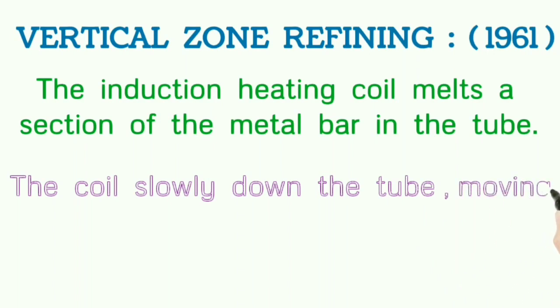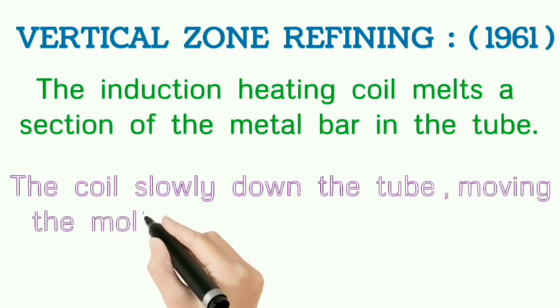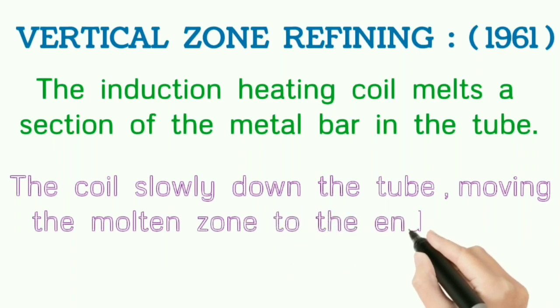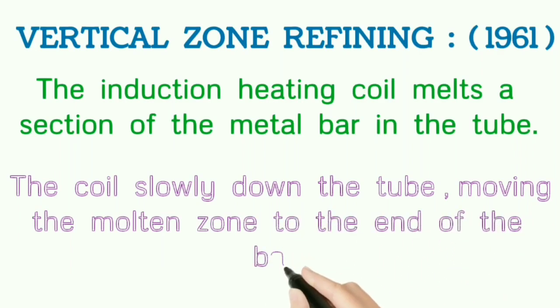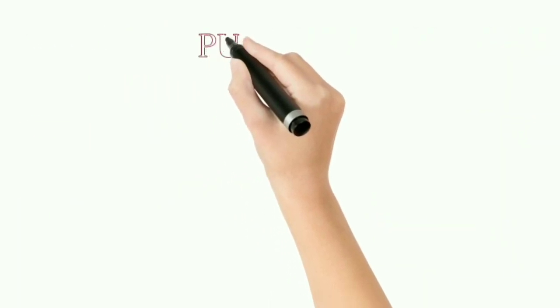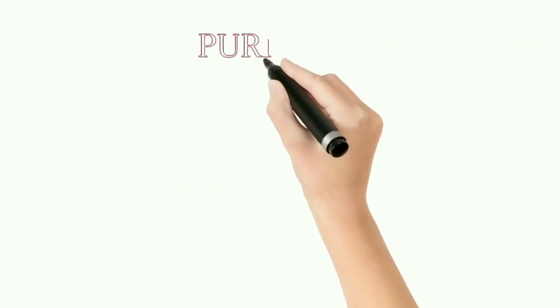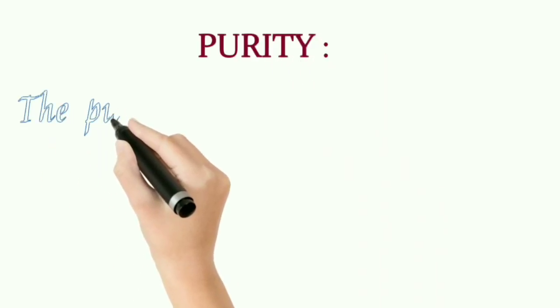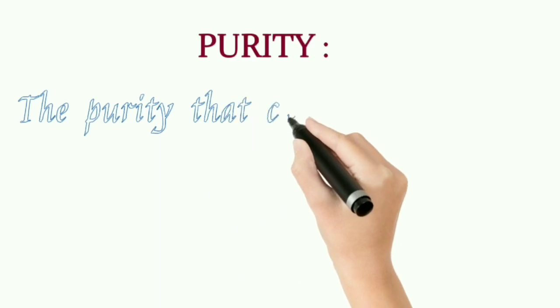So as the molten zone moves along, when the heater comes, the impurities also move in the direction of the heater. So from top to bottom when it comes down, the impurities also come along with the heater. So that is the point. Now how much purity will you get? How much purity of metal are we getting after this zone refining? That is our question. Am I right?